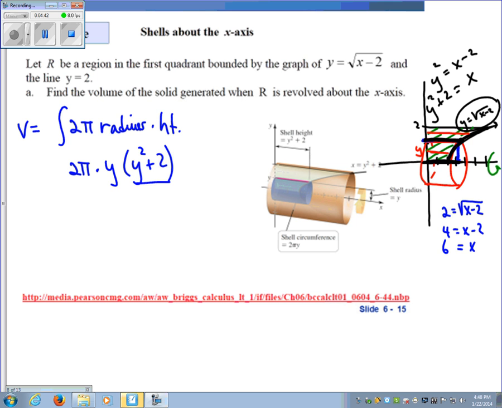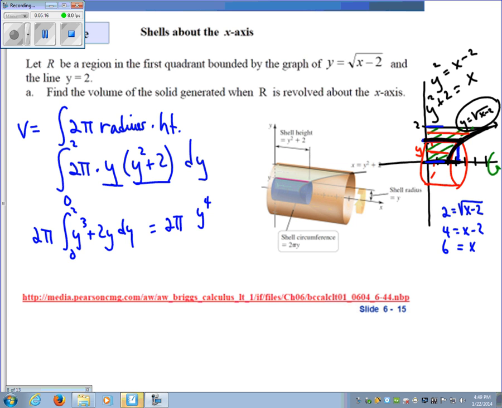So here's my height. This was the radius. I have 2 pi. I'm obviously going to need dy. That's the thickness of that little rectangle that I drew, the delta y. And because I'm dealing with y's, what possible y's could I consider? I was considering anything from y equals 0 up to the top of that shaded region, so y equals 2. So from 0 to 2, and now we have 2 pi. I'm just going to pull that out. I have the integral of y cubed plus 2y from 0 to 2, and that's going to be y to the 4th over 4 plus y squared. Now I want to evaluate that from 0 to 2.